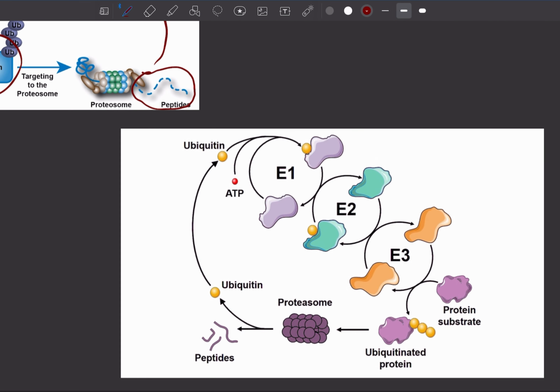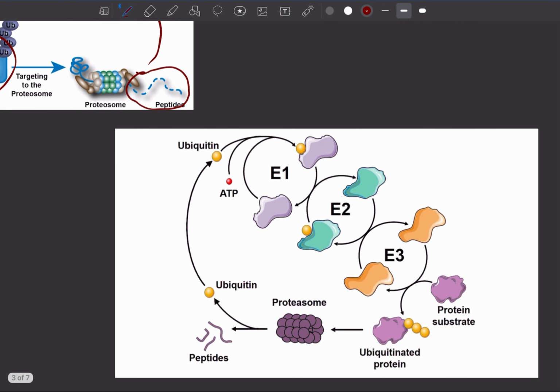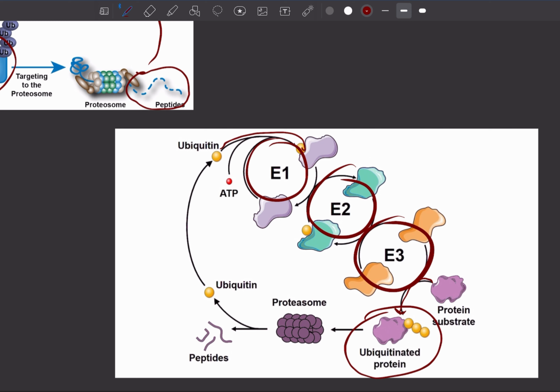So here's another schematic. I really prefer the upper one to the left over this one, but it's the same thing where we have our E1, E2, E3 in a series of reactions and binding. And then we have the ubiquitinated protein with ubiquitin. And then our proteasome saying, haha, we found you. Let's go ahead and degrade that non-fashionable, terrible red carpet dress wearing person. And let's create these peptides.